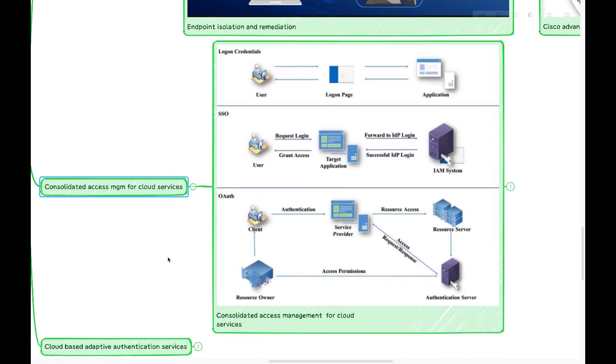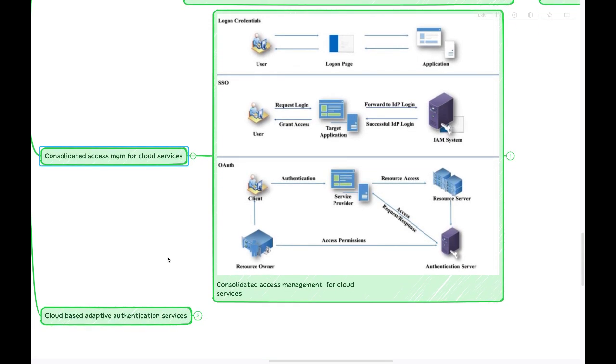Consolidated Access Management for Cloud Services. It is a technology that aims to centralize and streamline the management of user access to various cloud-based applications and services. It provides a unified view and control over user authentication and authorization for cloud resources.